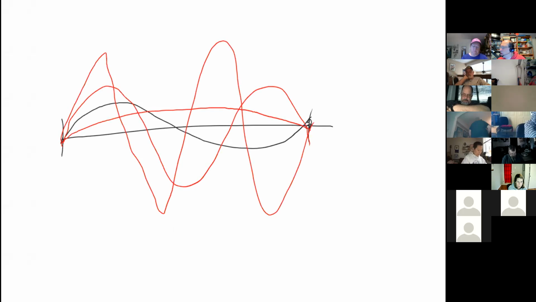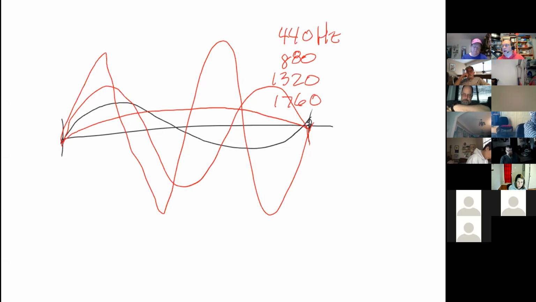So if the original frequency was, let's say, an A at 440 hertz, you would have twice that. You'd have 880. You'd have 3 times, 1320. You would have 1760. And those would typically be lower and lower amplitude, but all of those harmonics could exist on that same vibrating string.